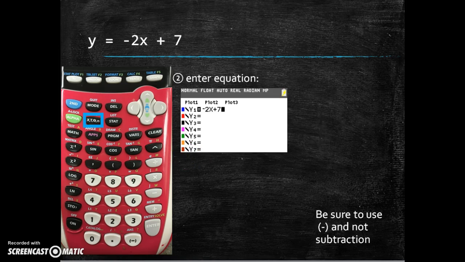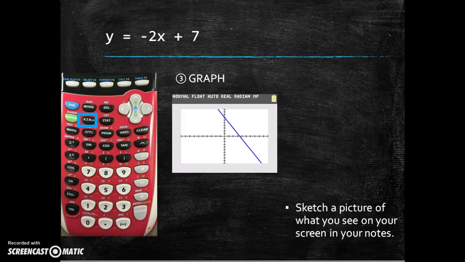If it does, then that means you're doing great. The next thing is, well, what do we want to do with this? Well, we ultimately would like for it to graph it. So that's what you're going to hit, actually. You're going to hit the graph button. The graph button is, can you find it?